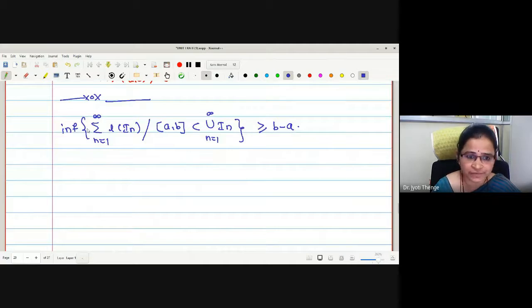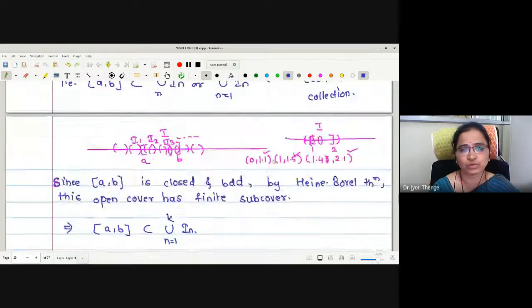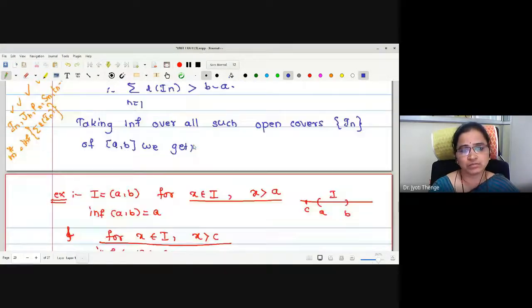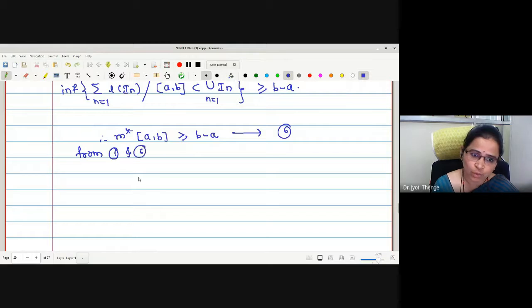What is the left-hand side? m star of the closed interval a to b is greater or equal to b minus a, and let me call it statement number 6. What did we prove in statement number 1? Statement number 1 says m star of ab is less or equal to b minus a. Statement number 6 says m star of ab is greater or equal to b minus a. Therefore, from 1 and 6, what can I conclude? m star of ab is b minus a.